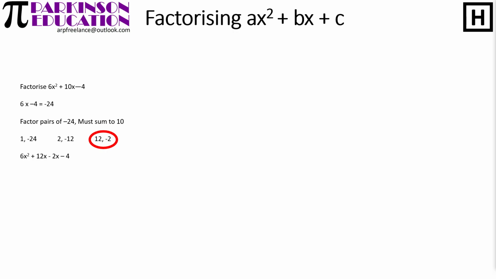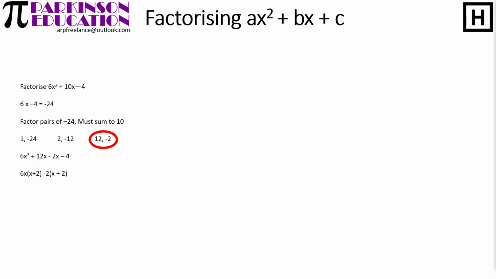It's worth noting that they do have to have the correct signs. So the plus has to be with the 12 and the minus has to be with the 2x. However, it could read 6x squared minus 2x plus 12x minus 4. It doesn't make a difference.